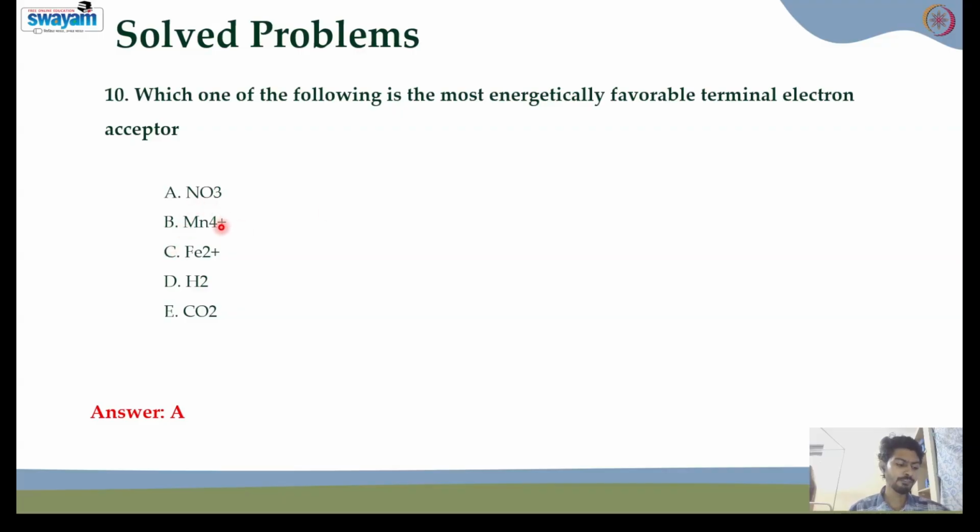If you see Mn4+, it is also one of the electron acceptors, which will be converted into Mn2+, but it is not energetically as favorable as NO3. Whereas Fe2+ is also one of the electron acceptors, but its reduction is less energetically advantageous when compared to NO3. Whereas H2 is not an electron acceptor, it is an electron donor. It is oxidized in order to generate energy. And option E, CO2, is a final product of metabolism. It is not an electron acceptor. So the correct answer is NO3.